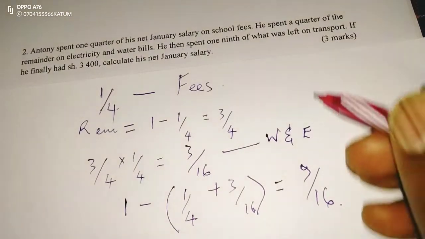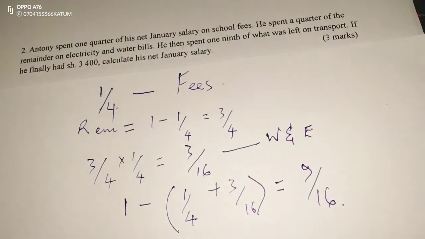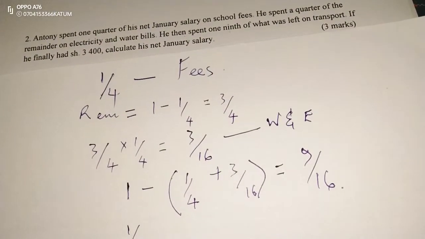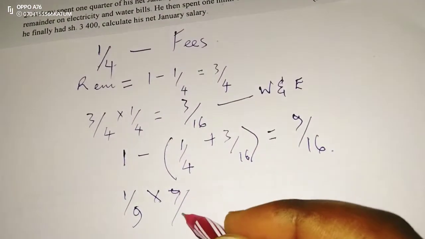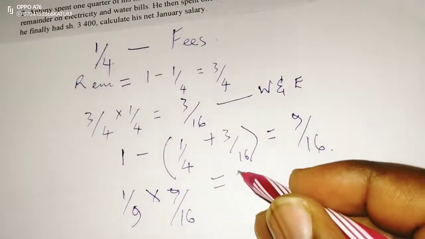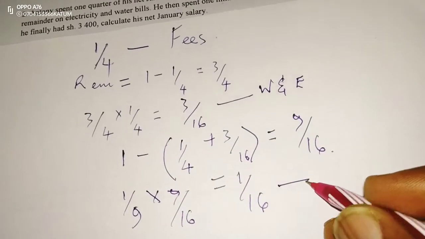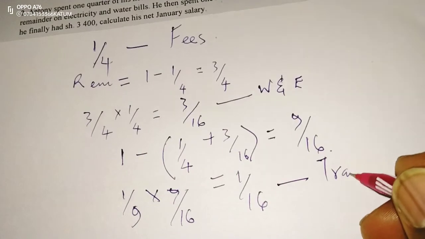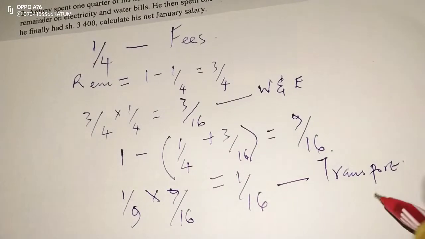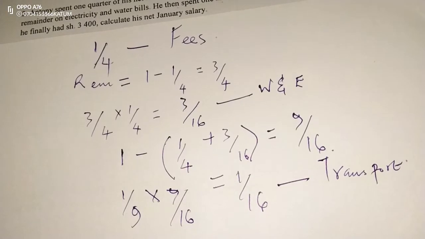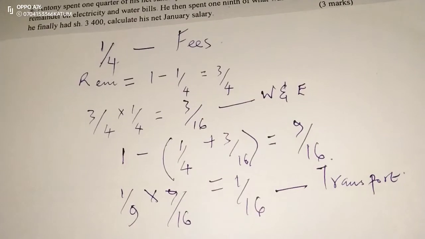Then he is spending 1/9 of what remained. So 1/9 of 9 out of 16 will take us to 1 out of 16. This one is going to transport. Then we are told that he is finally remaining with 3,400.